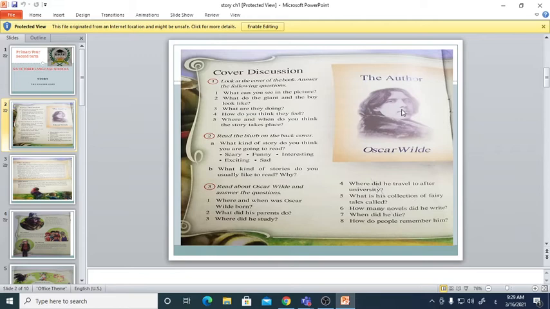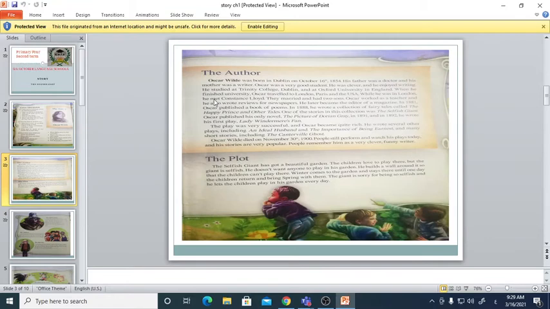The author means the writer, the one who writes the story. What is a writer? The one who writes the story, who writes the events and things that happened in the story. His name is Oscar Wilde. In the next page, we have information about the author.